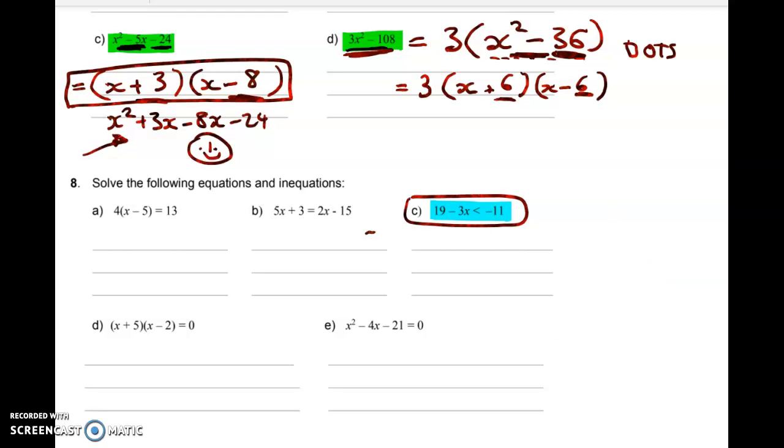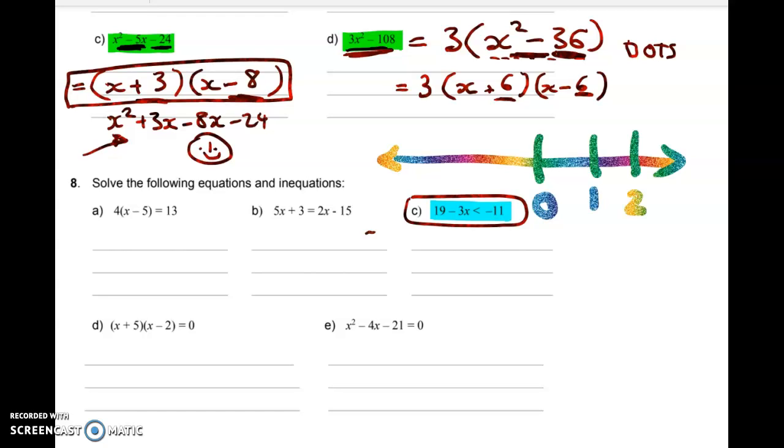Think about your number line. Let's draw a number line. Here's my number line. Here's 0. Here's 1. And here's 2. Now, if you're the person out there that really doesn't like the sparkly thick pen, I'm really sorry, but you'll just have to put up with it. There we are. We've got 0, 1, and 2.